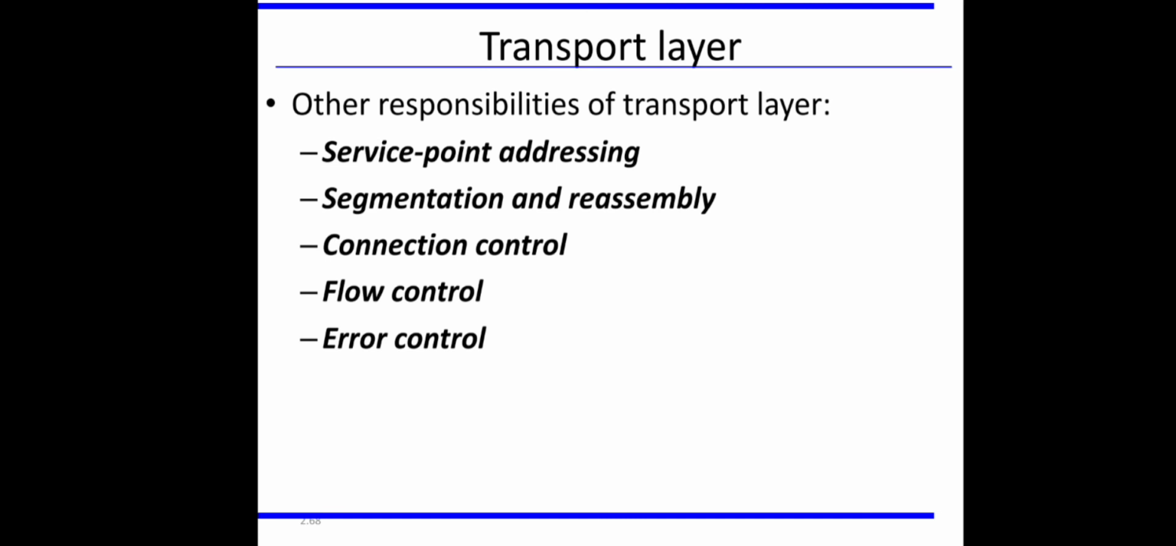Like that, for error control: the frames or messages can be corrupted, some of the packets can be duplicated, or some may be lost. A lot of errors can occur. End-to-end error control will be done by the transport layer, whereas hop-to-hop error control will be done by the data link layer. So these are the different functionalities of the transport layer.